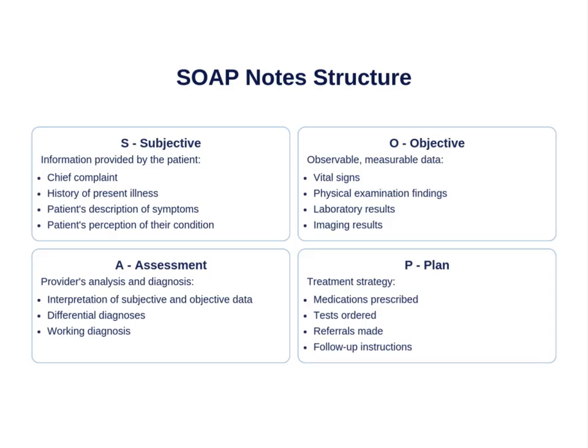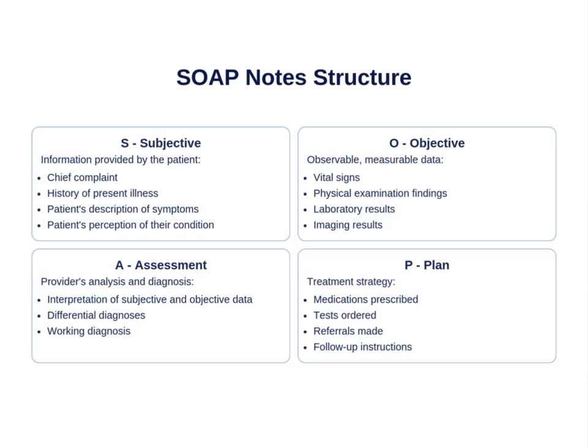That is subjective information. The next one is the O, which is objective information. And objective information means it is observable by you. It's observable, measurable data. So that's things like vital signs. If we take their temperature and it is a fever, we can document under the objective information that they do indeed have a fever. Other things like physical exam findings, lab reports, anything that's measurable is objective.